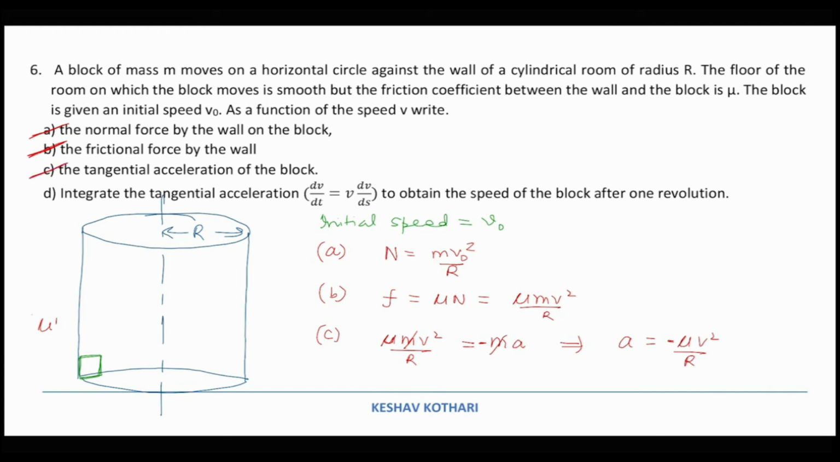Now in the next part, it is asking us to integrate the tangential acceleration to obtain the speed of the block after one revolution. So if we start solving this part, we can consider that dv by dt, which is the tangential acceleration, can be written as v dv by ds, and this is equal to minus mu v square upon r, which we have already obtained. So from here we can write this equation as ds is equal to minus r by mu dv by v.